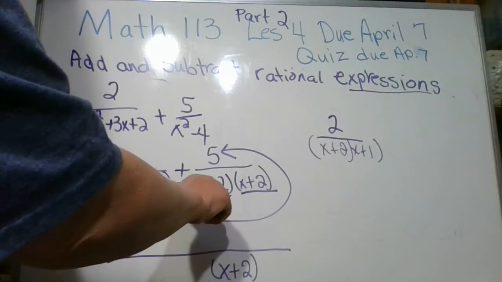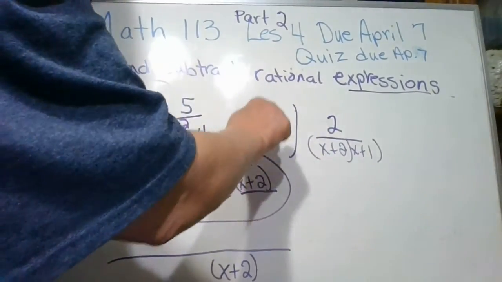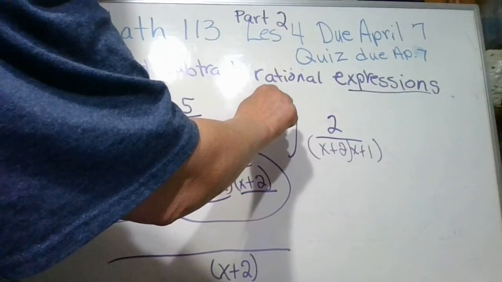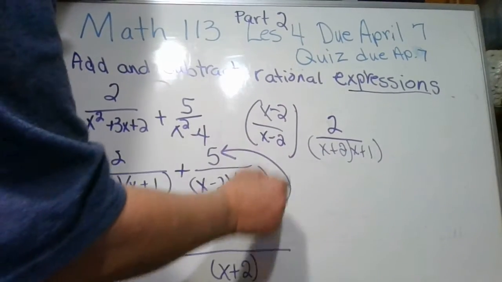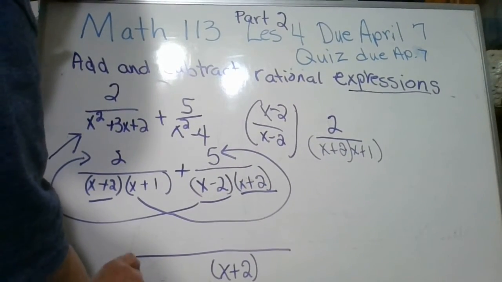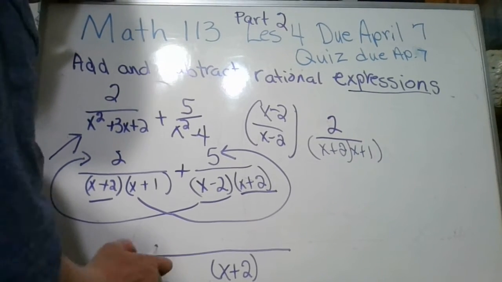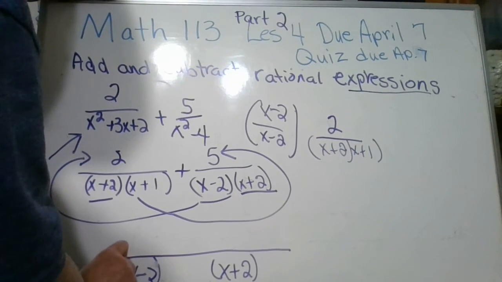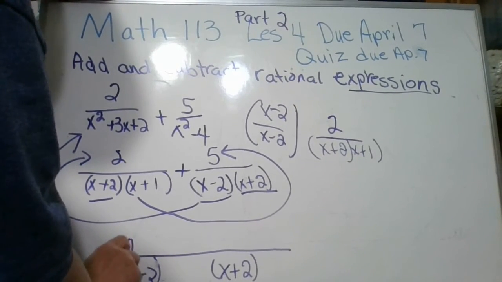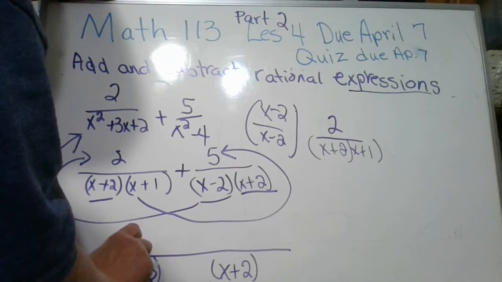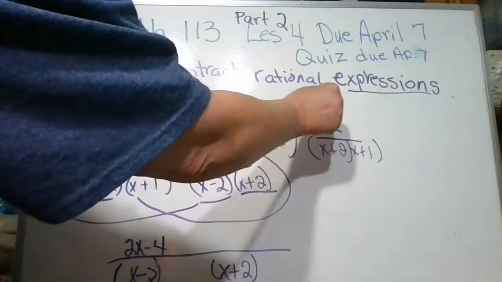And I'm going to have to multiply by x minus 2 over x minus 2. So that's going to put the x minus 2 down here in the denominator. And on the top, I'm going to have 2x minus 4. I distributed here.